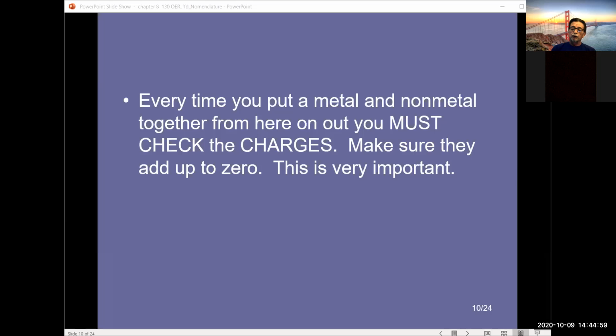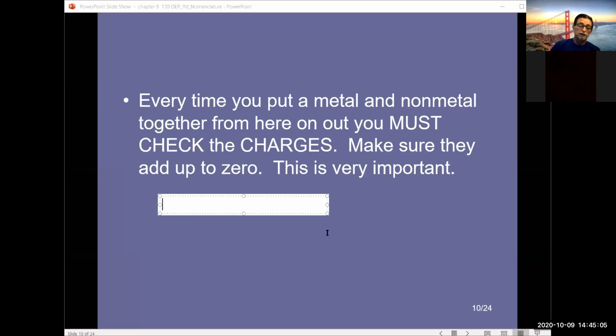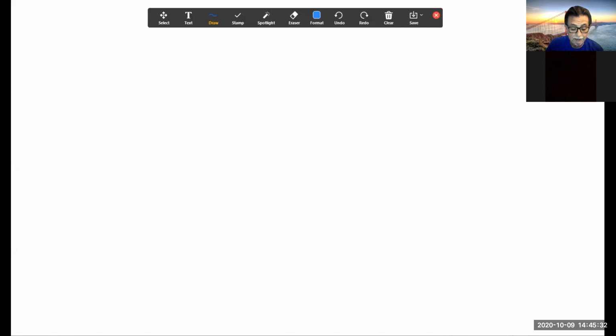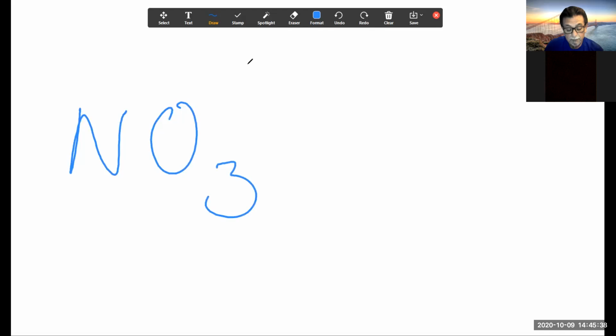For example, let's take nitrate, NO3 with a -1 charge. It's just supposed to be a superscript, and it's not working well. Let me try this. I got a new toy here. Let me see how it works. Okay, somewhat. That's the nitrate ion.